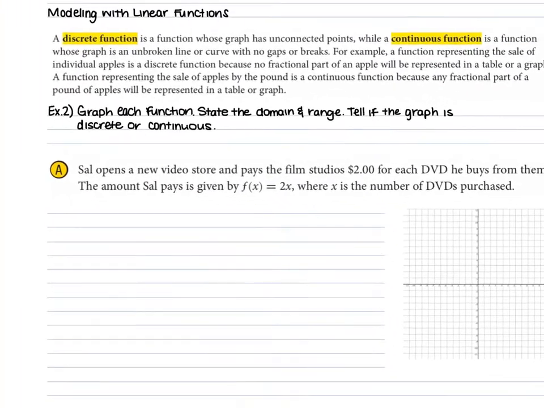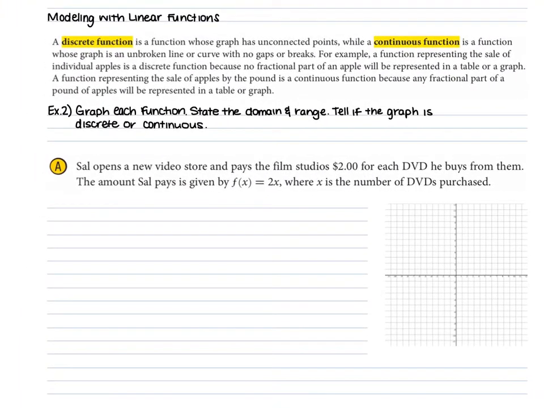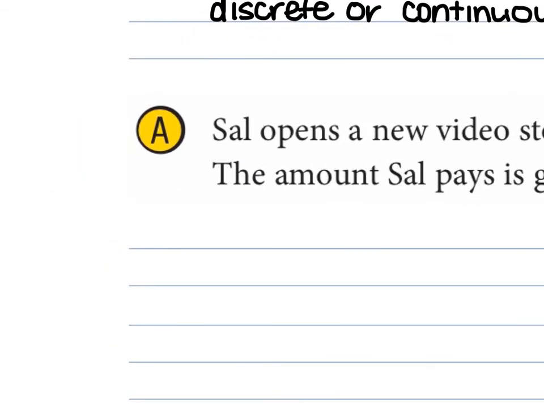So with this first example, we have Sal opens a new video store and pays the film studios $2 for each DVD he buys from them. The amount Sal pays is given by f of x is equal to 2x, where x is the number of DVDs purchased. So this here is a dead giveaway that this is a discrete graph because it's $2 for each DVD. He's not going to pay for part of a DVD. It's $2 per DVD. So this here is a discrete function.